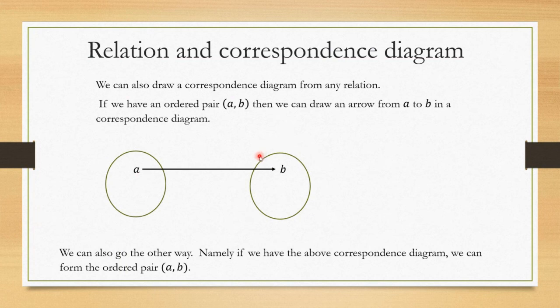And you can go the other way around as well. If you have a correspondence diagram, you can make a relation. It's really not hard to see why, at least I hope it's not hard. Basically, if you have A arrow B, you make the ordered pair (A, B). So there is this connection between relations and correspondence diagrams.